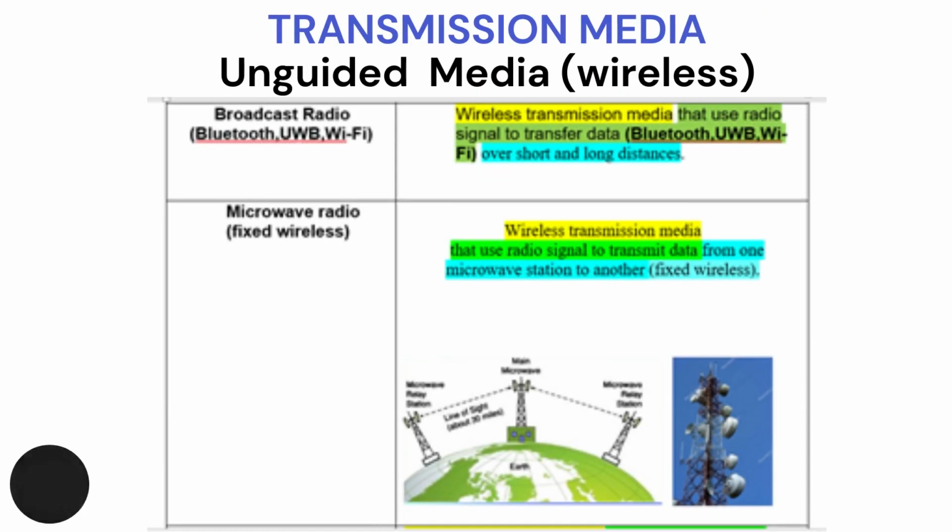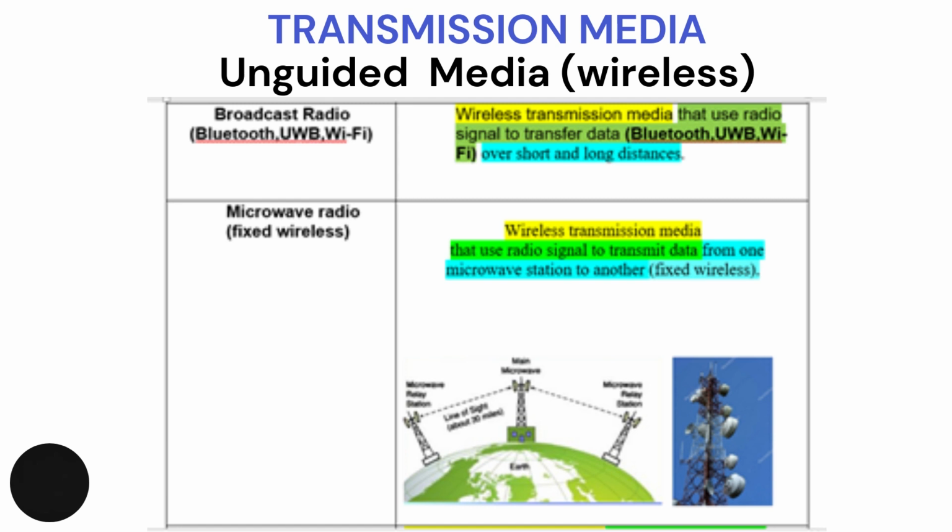Then we move on to the second unguided media, that is the broadcast radio. All of us are very familiar with Bluetooth and Wi-Fi. Okay, and then UWB is actually ultra wideband. Okay, now what is the definition of broadcast radio? Okay, it is a wireless transmission media. Okay, and then it uses what? It uses radio signal to transfer data.